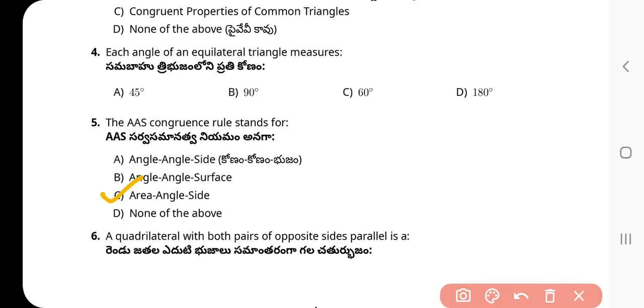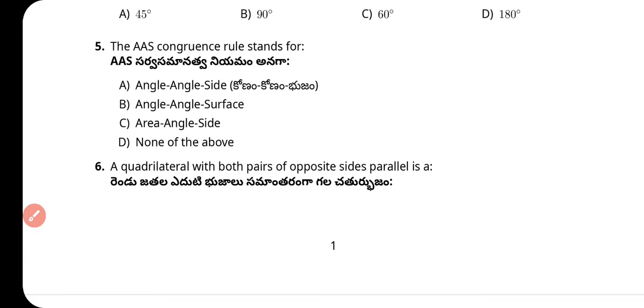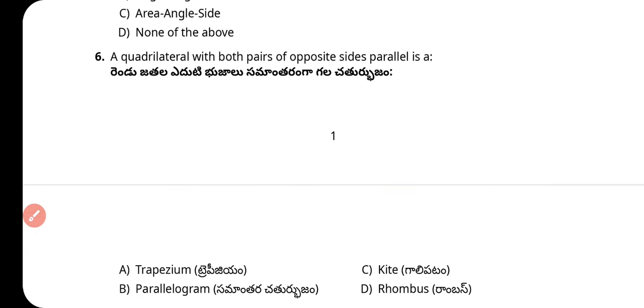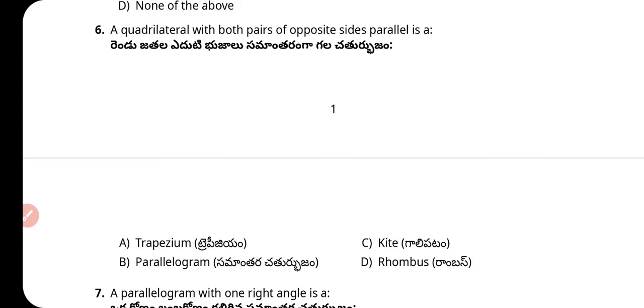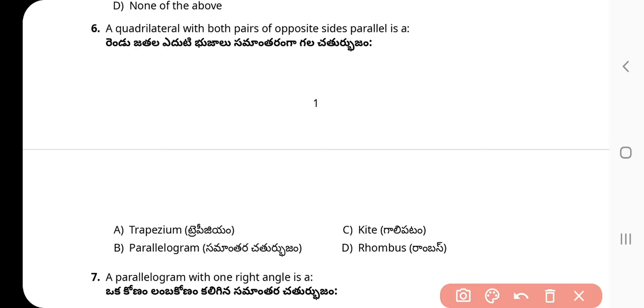Question number 6. A quadrilateral with both pairs of opposite sides parallel is a trapezium, kite, parallelogram, rhombus. Which one is the right answer? Right answer of question number 6 is parallelogram. Option B is the right answer. A quadrilateral defined by having both pairs of opposite sides parallel.